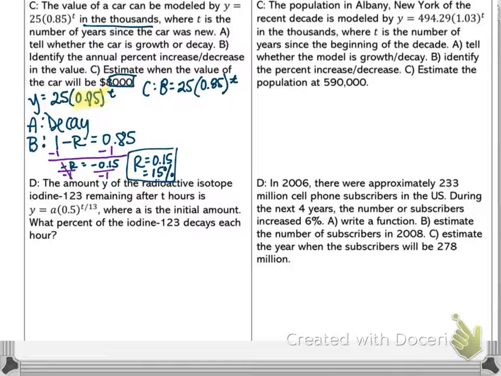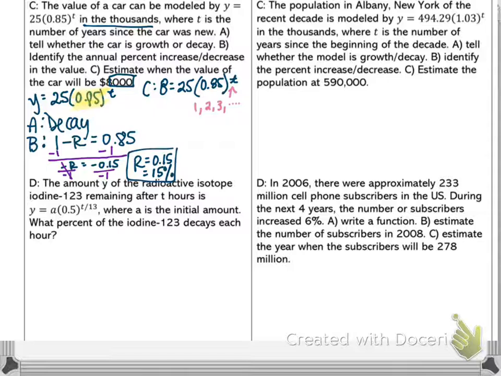The second method is like a plug and chug method. I can plug in to y, 1, 2, 3, until I find when it's about 8,000. However, it could take me 15 tries. What if the answer is 15 years? So that could be used. But the third way is probably the best way, and it would require you using your graphing calculator.